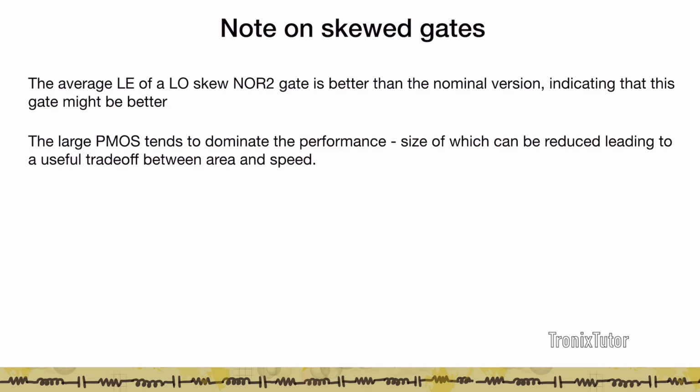And so what you see in this specific case, especially when it comes to NOR2 gates, the average LE of the low skew NOR2 gate turns out to be better than the nominal version, indicating that this gate might be better. So overall with regards to timing, you see that the low skew NOR2 gate actually will work faster than a symmetric NOR2 gate. And that is because of the fact that the PMOSs are large. So a small change in PMOS tends to dominate the performance, and therefore you end up finding a gate which is faster than the symmetric delay gate.